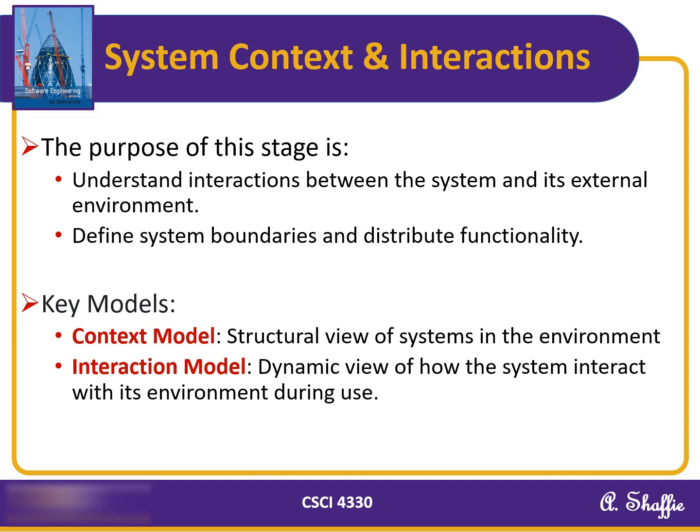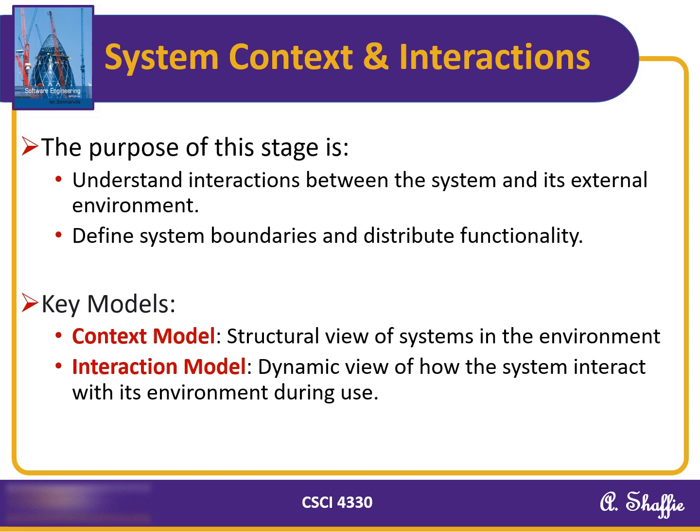Let's start with the first activity, which is understanding and defining the system context and interactions. The purpose of this stage is twofold. First, to understand the interaction between the system and its external environment. Second, to define the system boundaries and decide how functionality is distributed between the system and other components in the environment. To achieve this, we use two key models.